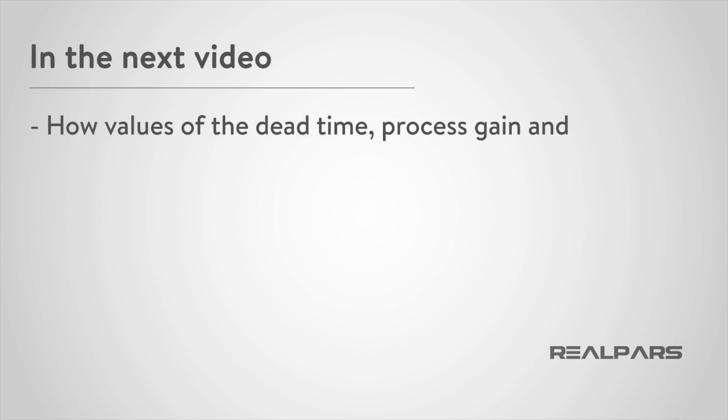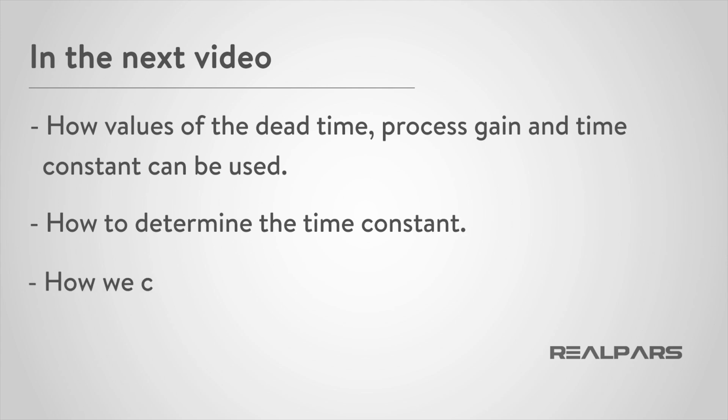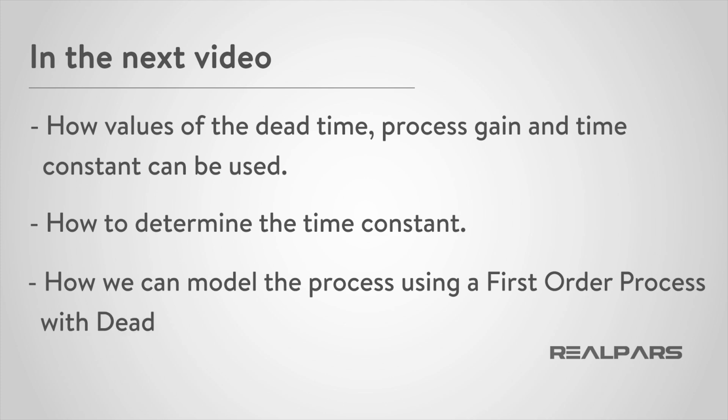In a later video, I will show you how values of the dead time, process gain, and time constant can be used to calculate important parameters that will lead to good control of the process using a PID controller. I will explain how to determine the time constant in the next video. I will show you how we can model the process using a first-order process with dead time.